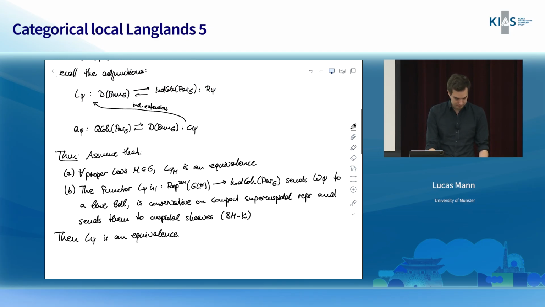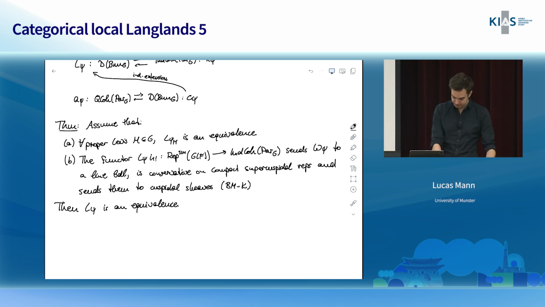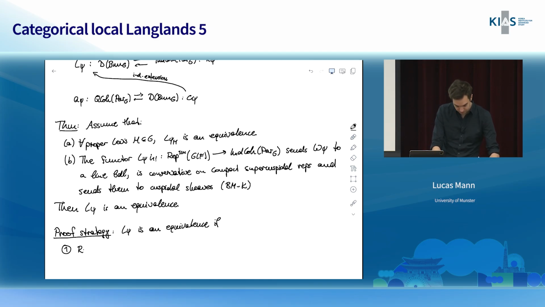So how do we prove this? I think I already said this in the first talk. So the proof strategy is in 2 steps under these assumptions. So the proof strategy is the observation that L_psi is an equivalence if the following 2 things are satisfied. So the first one is that R_psi is fully faithful. And the second one is that L_psi is conservative.